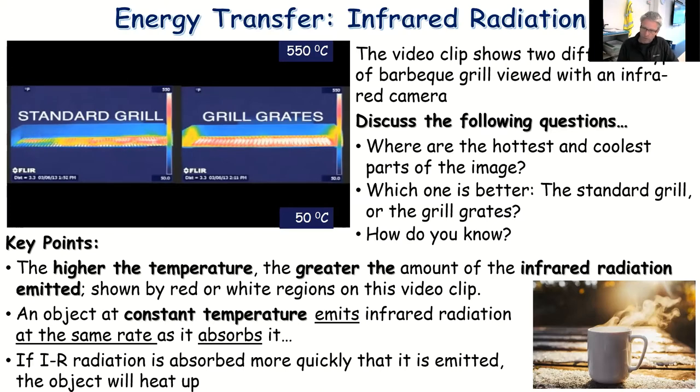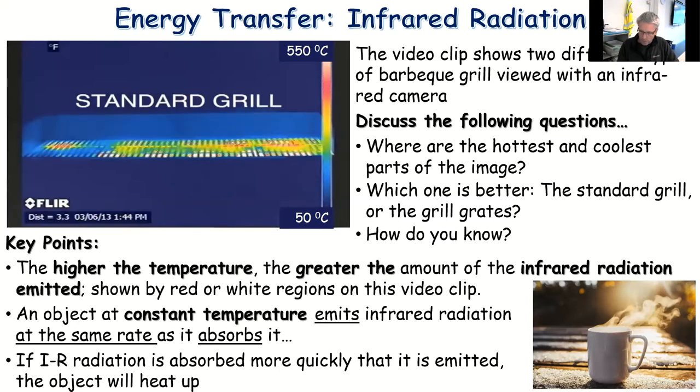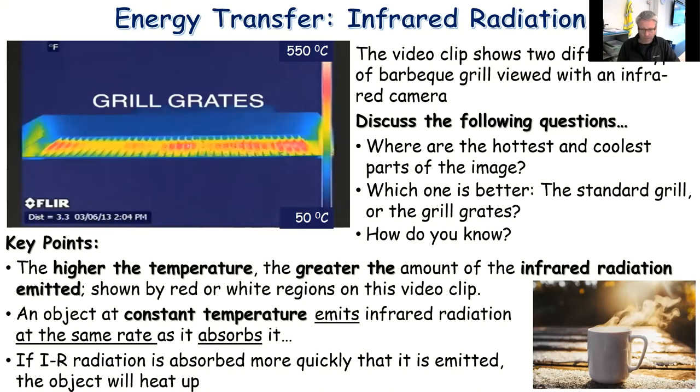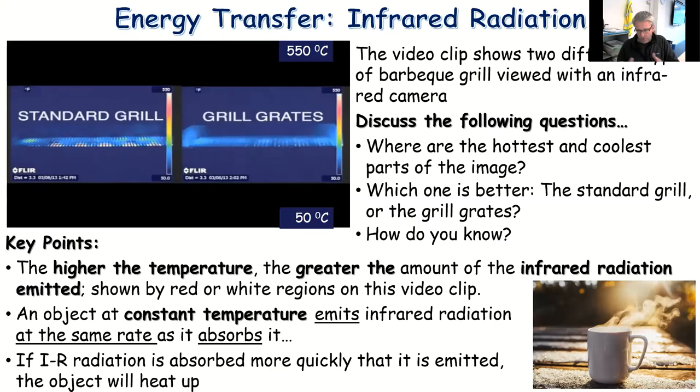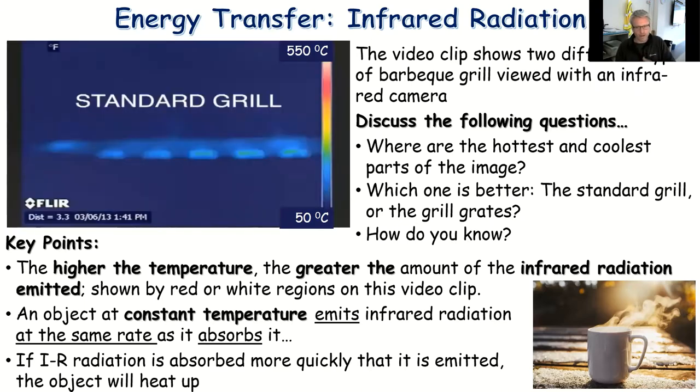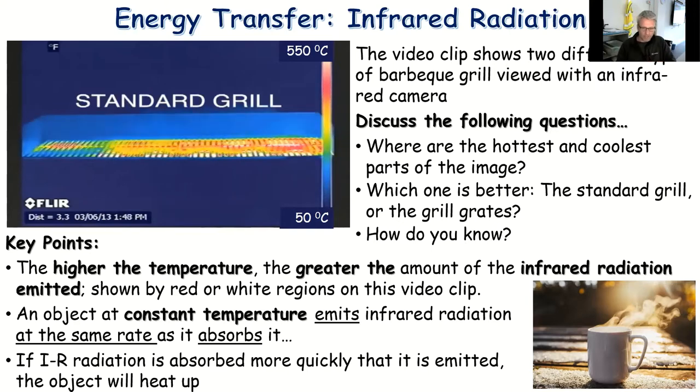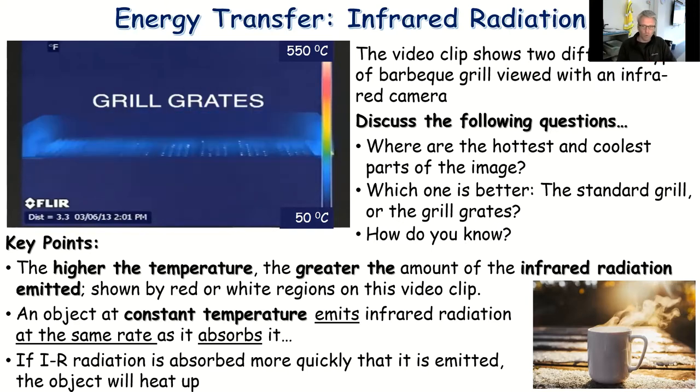Well, why is that? You should already know that some energy is going to be lost by conduction and by convection, but most of the energy is lost from that coffee cup because it is radiating more energy than it is absorbing. It's not absorbing very much at all, because the environment around it is very, very cold. But it is radiating out into the environment. So it's emitting more than it's absorbing, therefore it cools down. So you can see in the bottom bullet point, if something absorbs more quickly than it emits, it will heat up. If it's the opposite, if it emits more quickly than it absorbs, it will cool down.